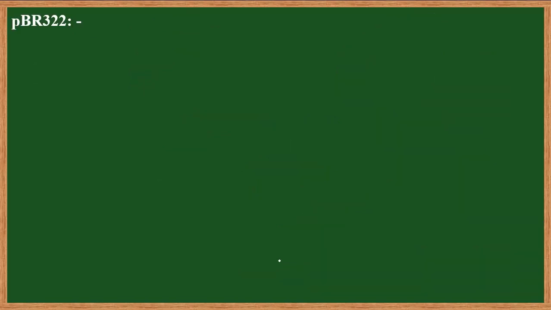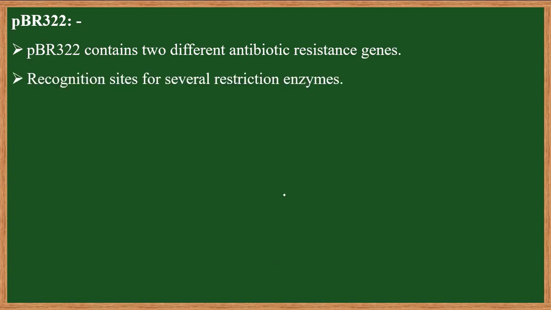Now we will see the characteristics one by one. pBR322 has two antibiotic resistance genes. The first is the AMP or ampicillin resistance gene, and the second is the tetracycline resistance gene. This is a very important feature of pBR322. The next is recognition sites for several restriction enzymes. Here are BamH1 and EcoR1. These are the restriction enzymes, and a site is present for both.